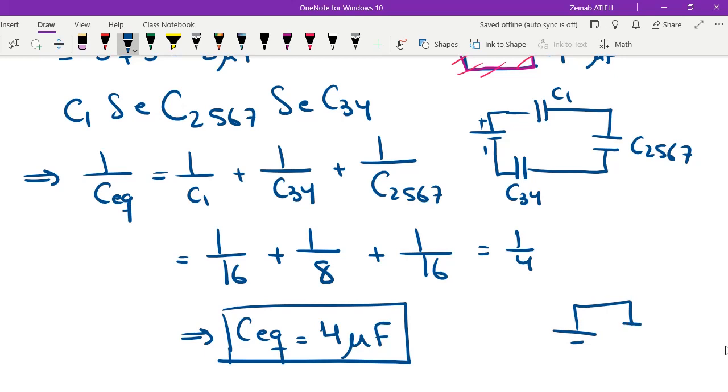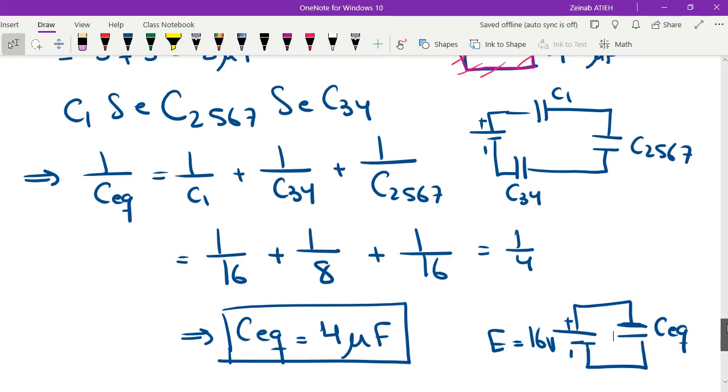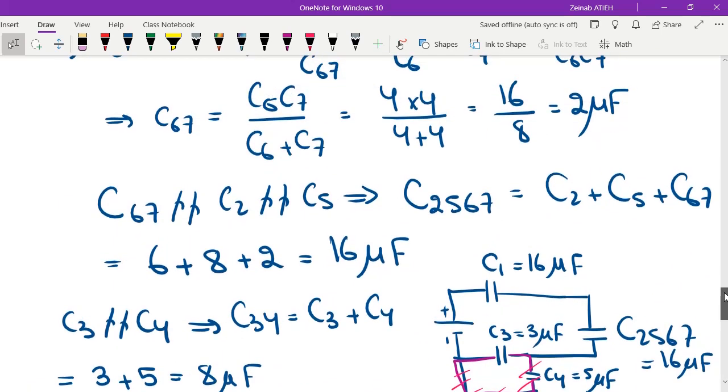So I always end up with just one capacitor connected, so this is the equivalent capacitor, C equivalent, connected across the dry cell that has E equals 16 volt, I guess, so it was 16 volt. This is plus, this is minus. So this is the way to find the equivalent capacitance.